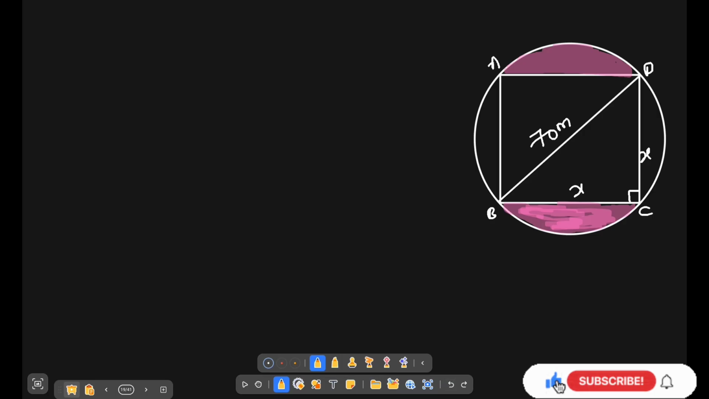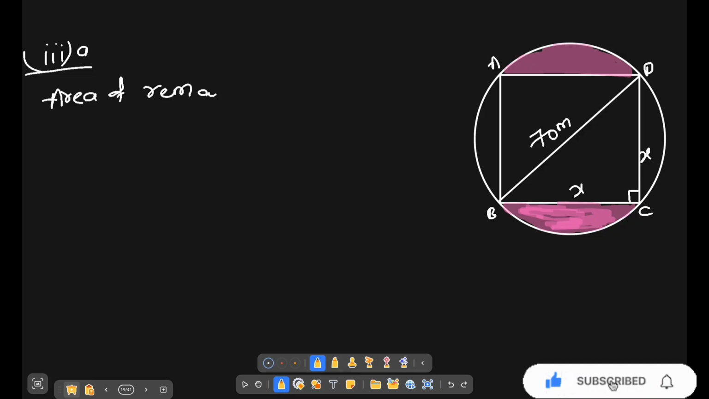So third question, third A answer is area of remaining land. Remaining land means except the house. So we'll get area of remaining land by circle area minus square area, right? Circle area is pi r square minus square area is side into side.